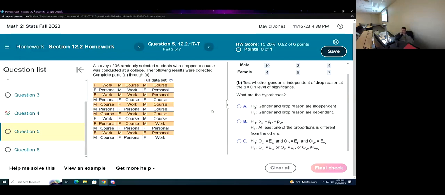A survey of 36 randomly selected students who dropped a course was conducted at college. I guess they're giving the reasons why they dropped and what gender they are. So we're comparing gender and the reason they dropped. It should be A. H naught: gender and drop reason are independent. HA: gender and drop reason are dependent.